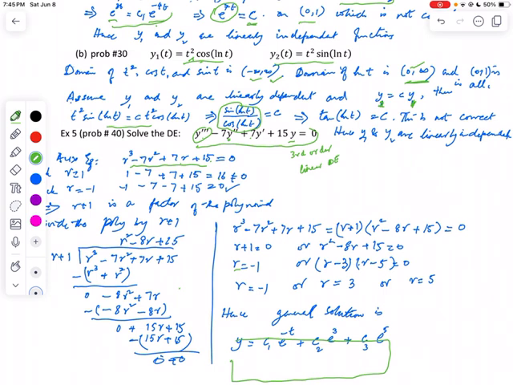Okay, so this is the end of section 4.2. Now we will focus on 4.3.